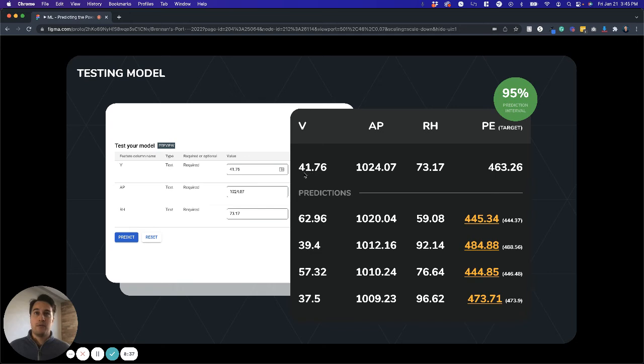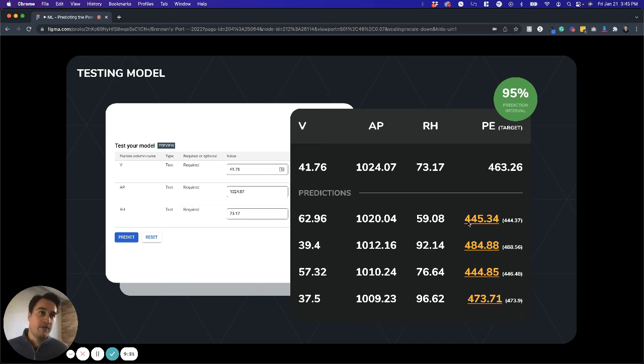And as we'll walk through here, this is our training data, the data that came with the CSV. Then 41, and then the exhaust, and then the ambient pressure and the humidity, and then the target output. And taking some of the test data, I started to input that into our model to start predicting. And so I entered in 62, 1020.04. And then for the relative humidity, 59, and we were able to get our predictions based off of those inputs, those features.